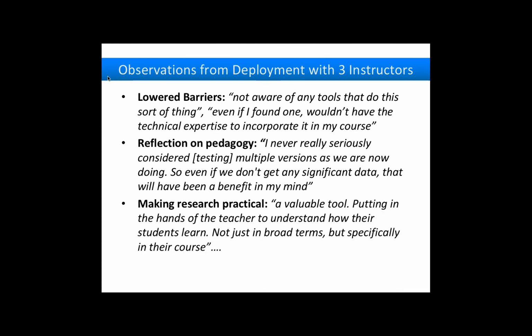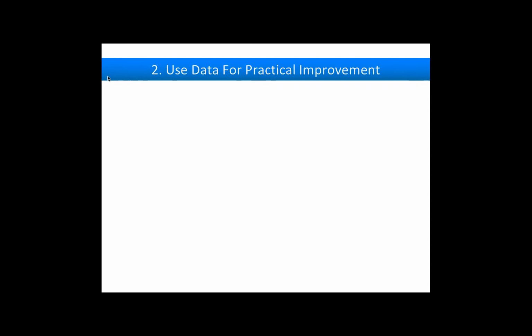And finally, they felt that this was making research practical. So it's a valuable tool. It's putting in the hands of the teacher the ability to understand how their students learn, not just in broad terms, but specifically in their course. So this deployment, this proof of concept, provides some evidence that this can get instructors to run experiments. But what about the second goal of having instructors use data in a practical way?